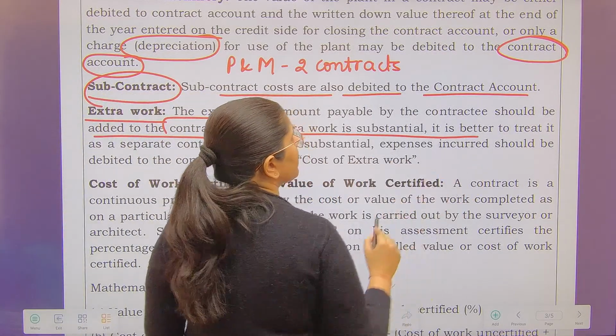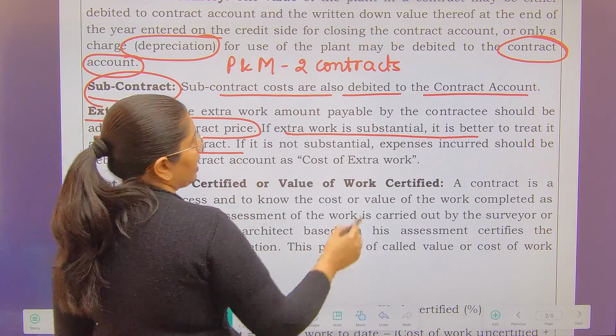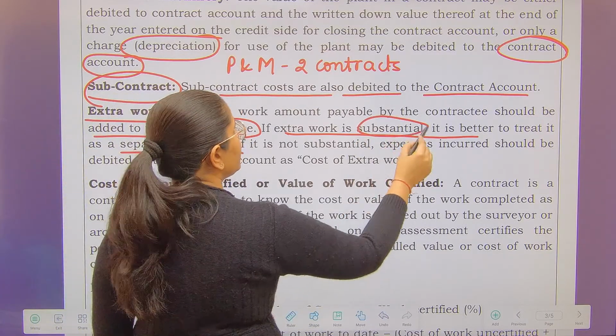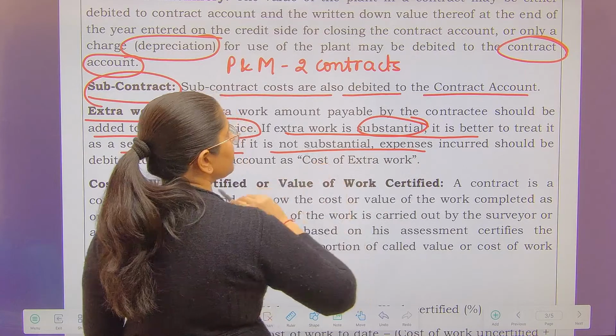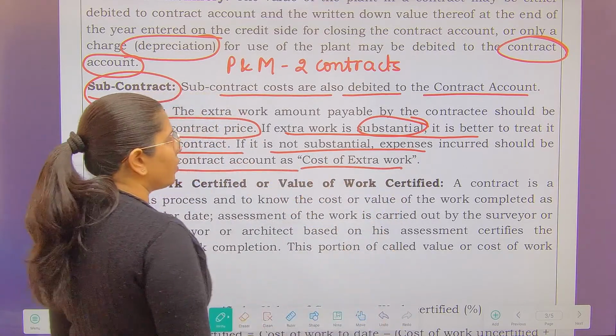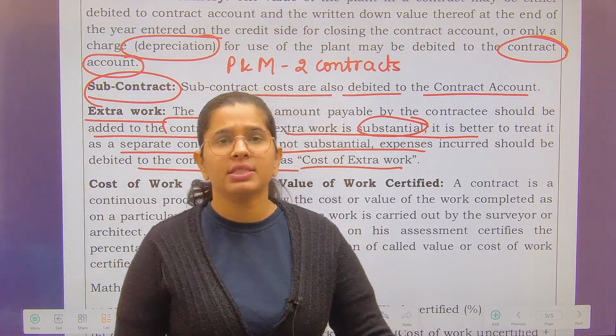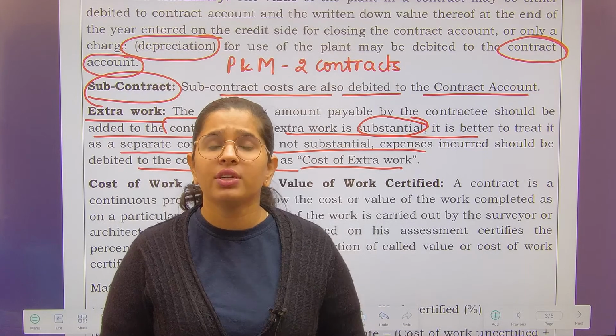If extra work is substantial, then it is better to treat it as a separate contract. Now, what does substantial mean? If it is not substantial, then expenses should be debited to the contract account as cost of extra work. Substantial means the work has a separate identity of its own.